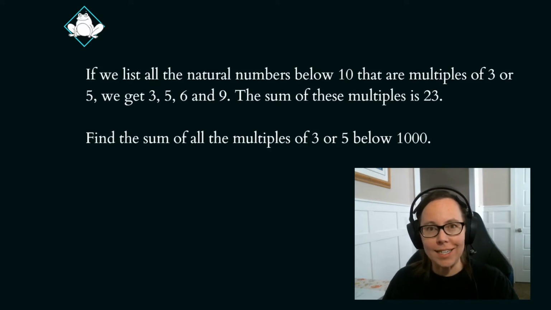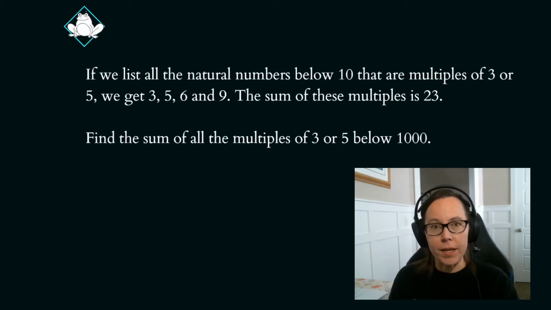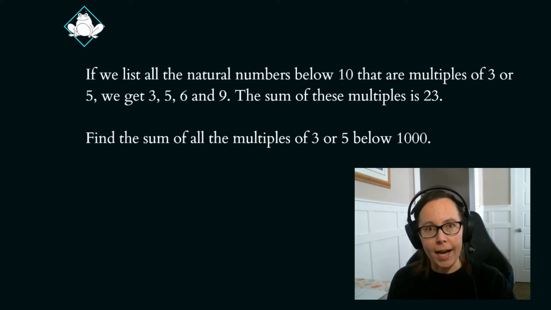I always like to restate these problems in my own words so that I can make sure I understand the problem and also so I can start thinking about my plan to design a solution. So in this problem, we'll have a list that will contain the multiples of 3 and the multiples of 5 up to but not including 1,000. And then we'll want to find the sum of all the numbers on that list. Okay, let's get to it.